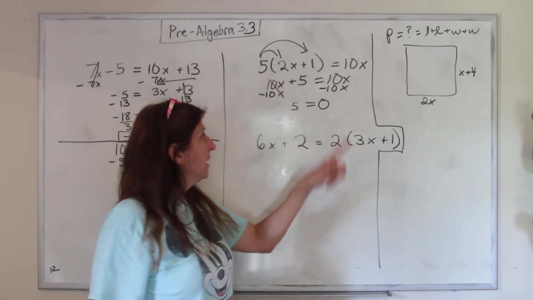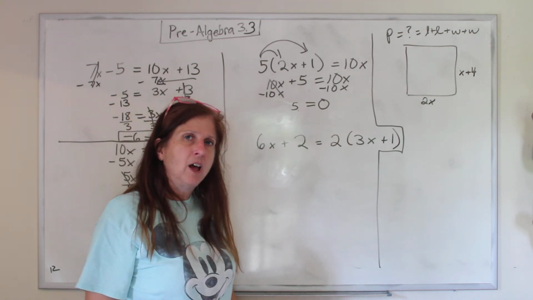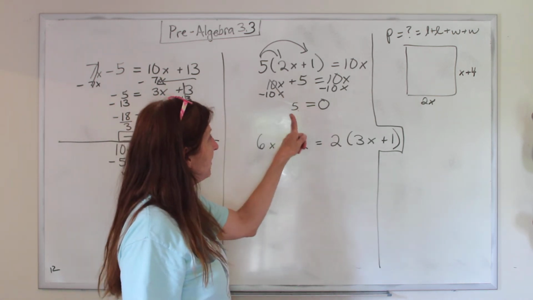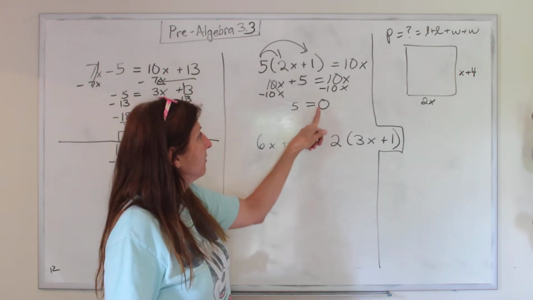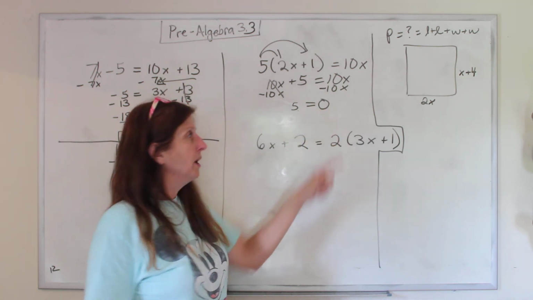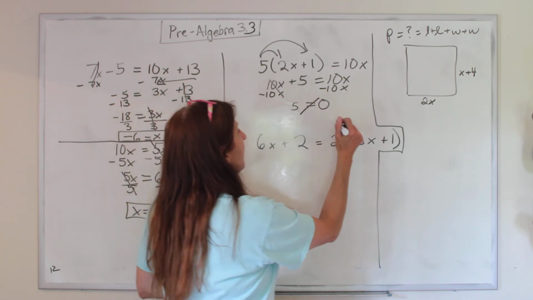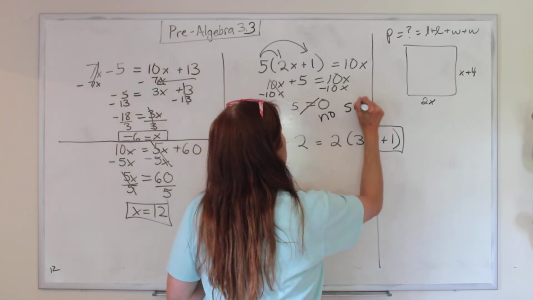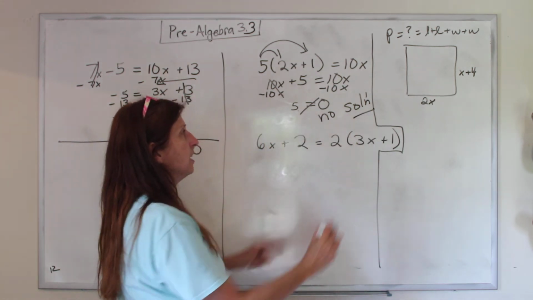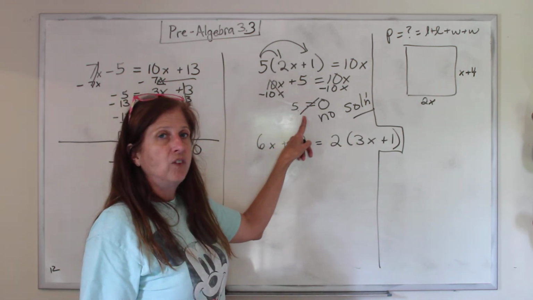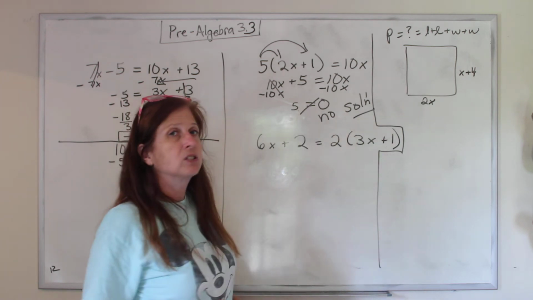Is that true? Is 5 the same thing as 0? Absolutely not. If I have $5, I'm going to the Dollar Tree and I'm getting 5 things. Woo! If I have $0, I am staying home. So this is not true, and the answer is no solution. That's the abbreviation for solution. So if you get something weird and false, write no solution.